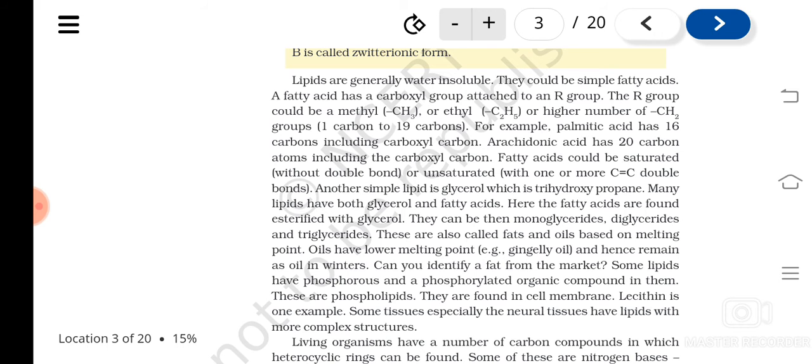They'll become solid. Understood? Then some lipids have phosphorus, and then we call them what? Phospholipids. Understood? In the cell membrane we have studied. Then lecithin is one example of that. Then neural tissues, the tissues in the neural or nervous system, they have lipids with more complex structures.